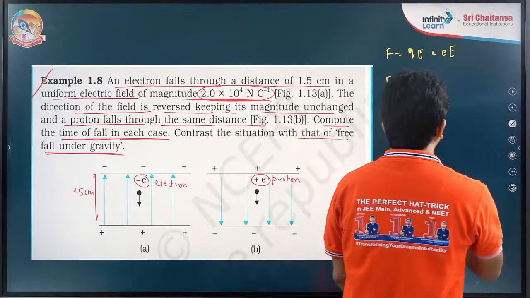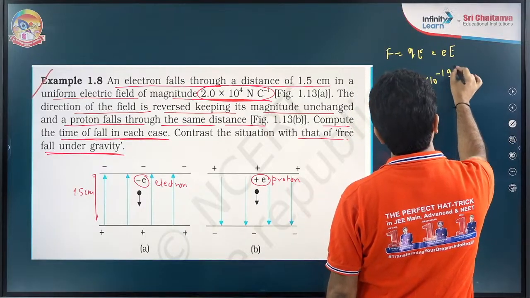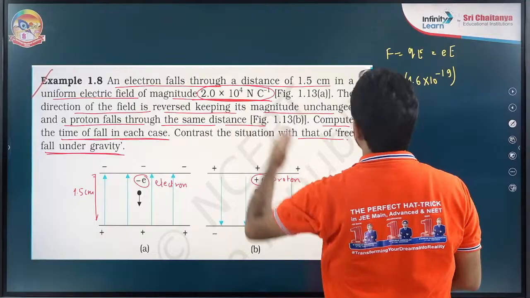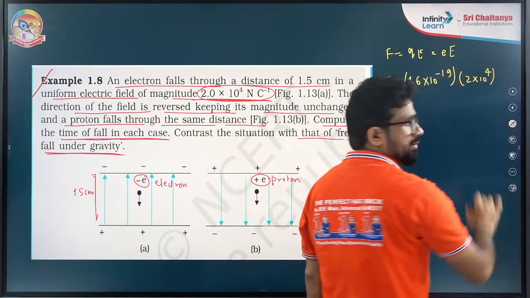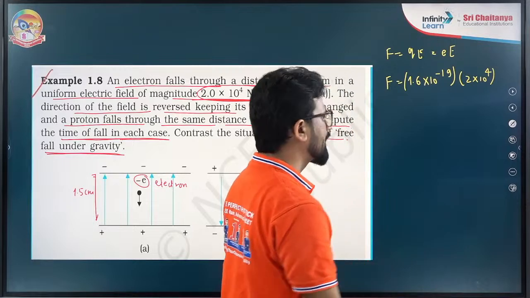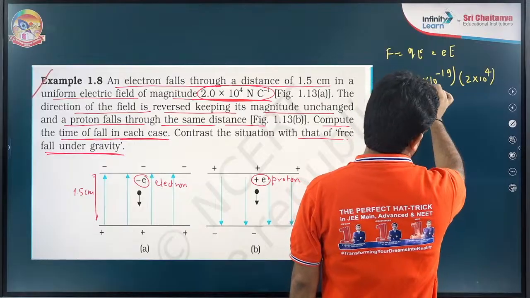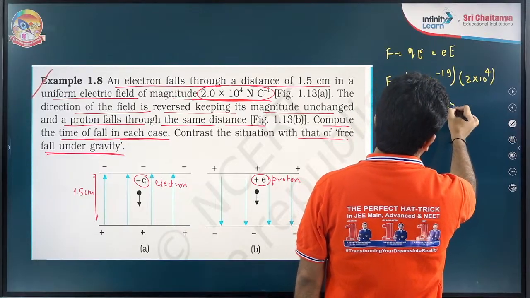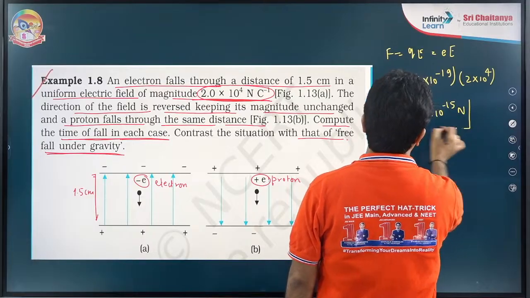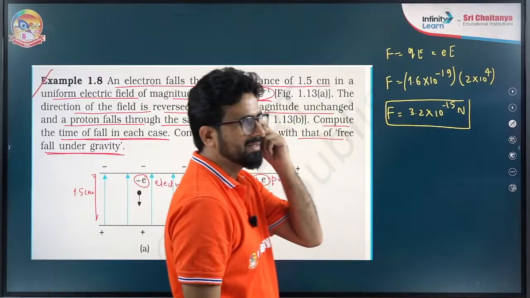What is the value of e? That is equal to 1.6 into 10 to the power minus 19. The E value given to you is 2 into 10 to the power 4. Okay, from here what will you get? 1.6 into 2 is 3.2 into 10 to the power minus 15 Newton. This is the force acting on the electron or proton. Anywhere you calculate, you will get the same.